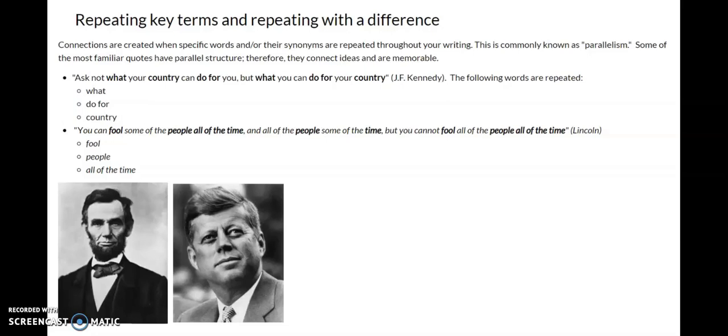President Lincoln used the same parallelism when he said, "You can fool some of the people all the time, and all of the people some of the time, but you cannot fool all of the people all of the time." Once again, he's repeating the words fool and people and all of the time. The sentences are parallel. They're repeating these key words, but repeating them with a different meaning.